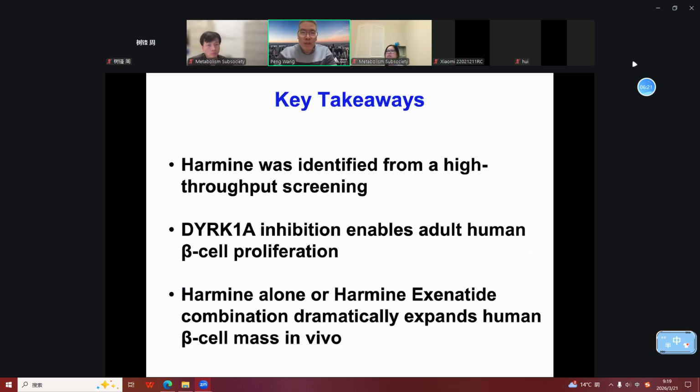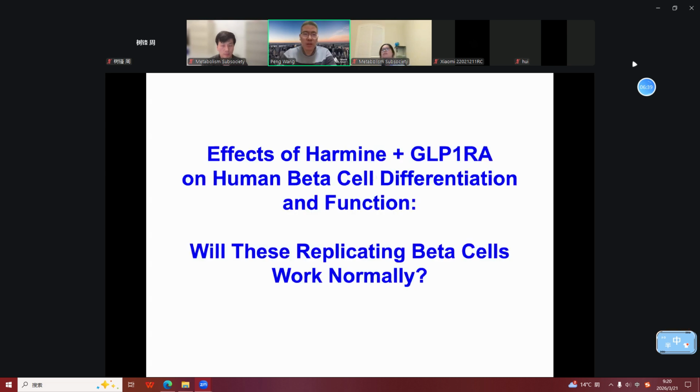So for the first part, a brief summary: harmine was identified from a high-throughput screening. DYRK1A inhibition enables adult human beta cell proliferation. Harmine alone or the harmine plus X94 combination dramatically expands human beta cell mass in vivo.